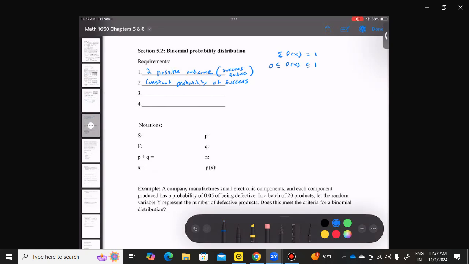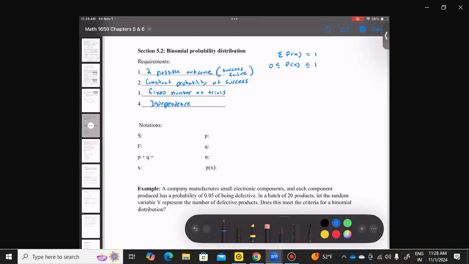And the third one is that we have a fixed number of trials. And then the last one, which we won't really deal with a whole lot because it's kind of taken care of when you sample, is independence. Basically, all trials will be independent of each other.